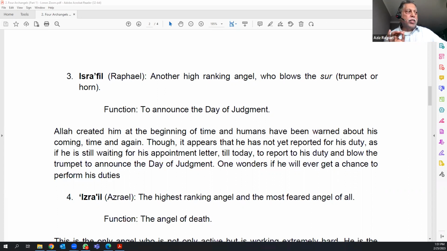To report to his duty and blow the trumpet to announce the day of judgment, one wonders if he will ever get a chance to perform his duties. I wonder, when will he do that? I mean, it's been thousands and thousands of years. Prophet Muhammad told us 1400 years ago that Qiyamah is Kareeb, the end of time is Kareeb. Sultan Muhammad Shah, 130 years ago, told us Qiyamah is Kareeb. This is the last day. But for whatever reason, Mr. Israfil is not coming on duty. Has not performed his duty. Only one single function. He has not performed that yet.